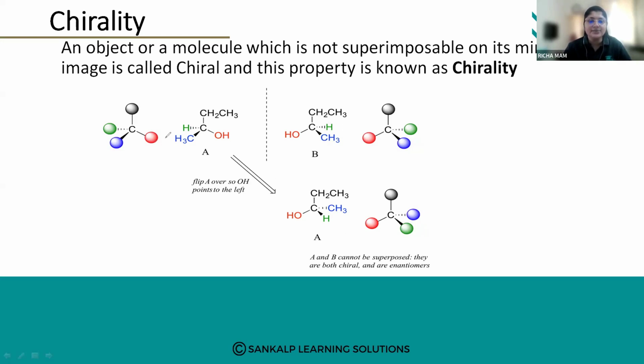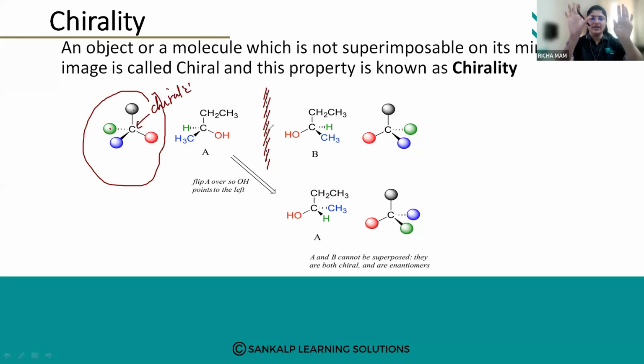So you can see these two compounds. This is a molecule, and you can see there are four different colors: black, green, blue, and red. It indicates that there are four different groups. So this carbon is called what? A chiral carbon. For this chiral carbon, they have taken a mirror image of it. So when you take a mirror image of that, I'm taking a mirror image.